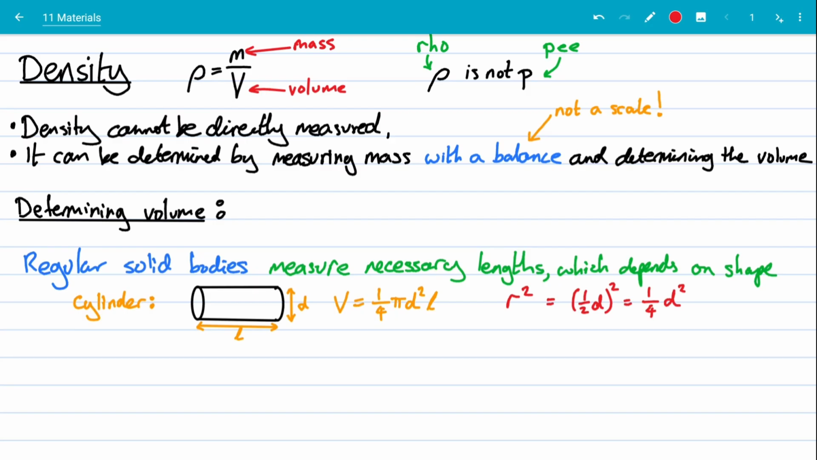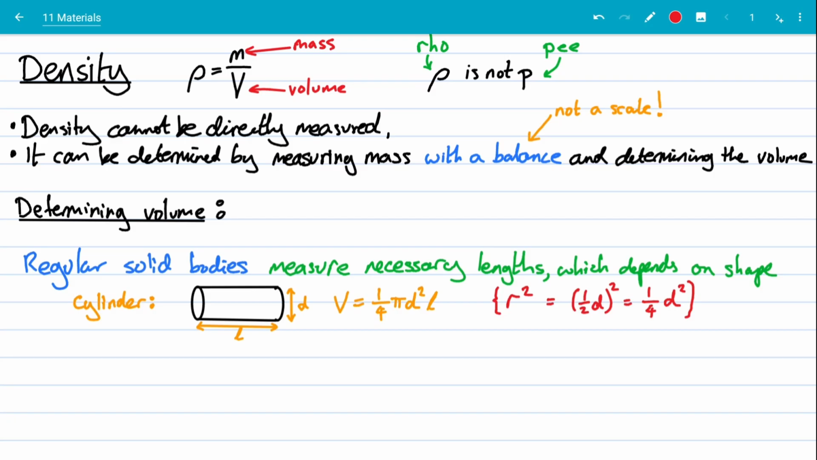To me, that seems a bit obvious, but some students actually get a bit spooked by that, and that can be quite a useful thing just to be reminded of. When they see 1/4 pi d squared for the area of a circle, they get freaked out. So that's where it comes from.